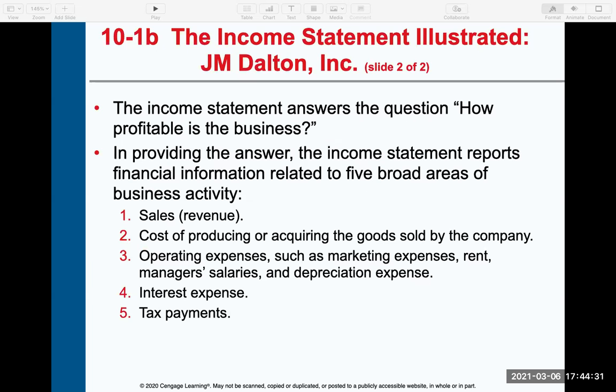Now, the basic bottom line question when we do the income statement is: how profitable is the business, and how can we make it more profitable? Because of that, these are the things we need to consider: how much revenue we're generating, the cost of producing those items and units in order to be sold, the operating expenses it takes to maintain the business, the interest expense if we borrowed money, and the tax payments we need to pay to the city, state, and federal government.